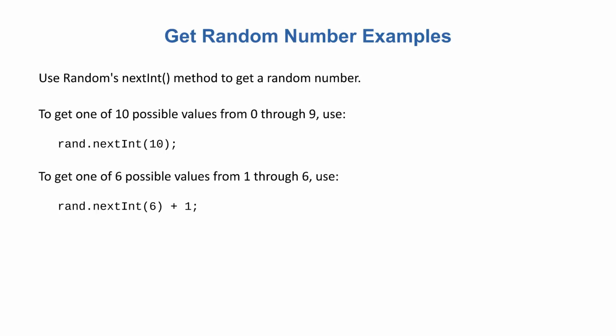We'll use Random's nextInt method to get a random number. NextInt returns a random number between 0 and 1 less than the number you gave it. For example, to get one of 10 possible values from 0 through 9, use rand.nextInt(10). If you want the values to start at 1 instead of 0, add 1 to the results. For example, to get one of 6 possible values from 1 through 6, use rand.nextInt(6) + 1.